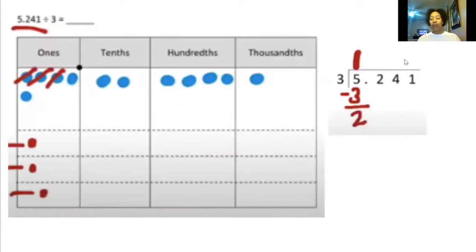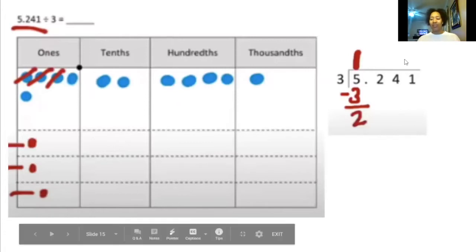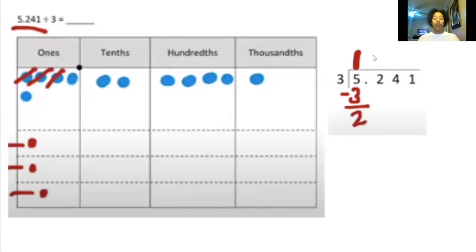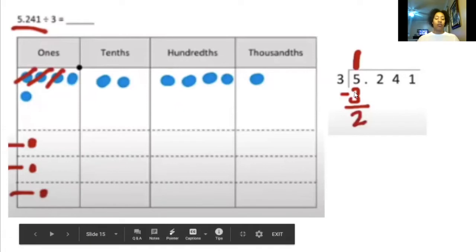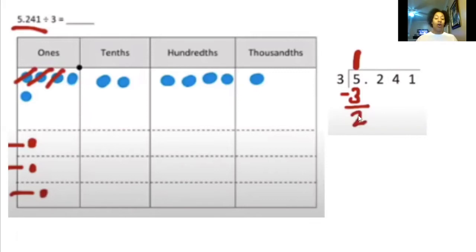I want to make sure that I'm also connecting the algorithm because that is what you're going to see next. With the algorithm, the 1 represents in the quotient how many are in each group. The 3 in the algorithm represents the number that we were able to take away. The 2 in the algorithm represents how many are left over. So there were 2 that were left over that we were unable to share, all right?